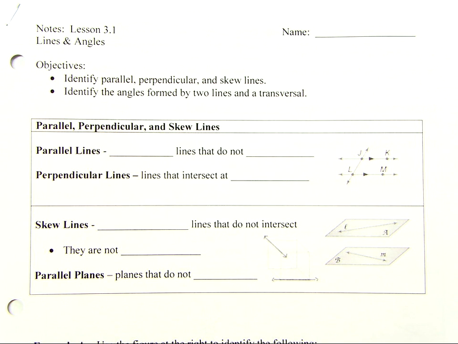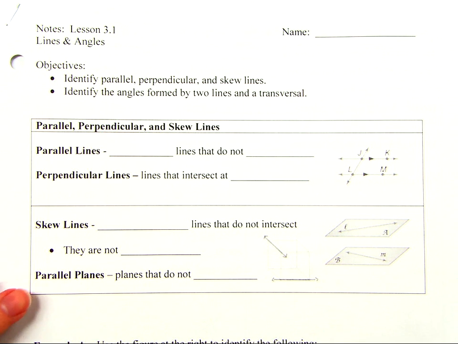Today we're going to start Chapter 3 by discussing Lesson 1. Chapter 3 is called Parallel and Perpendicular Lines, and in Lesson 1 we're going to take a look at classifying our lines. We're also going to take a look at classifying some angle pairs. Most of this should be a review for you from what you had in your 8th grade geometry unit, and even 7th grade as well.